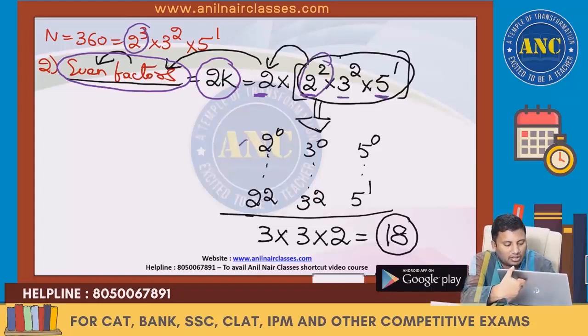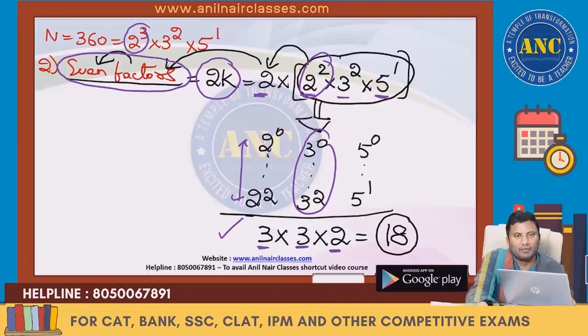2 square means 0 to 2, 3 cases. 3 square means 0 to 2, 3 cases. 5 power 1 is 0 to 1, 2 cases. 3 into 3 into 2, which is 18. How many even factors are there for this number? Total 18 even factors are there.